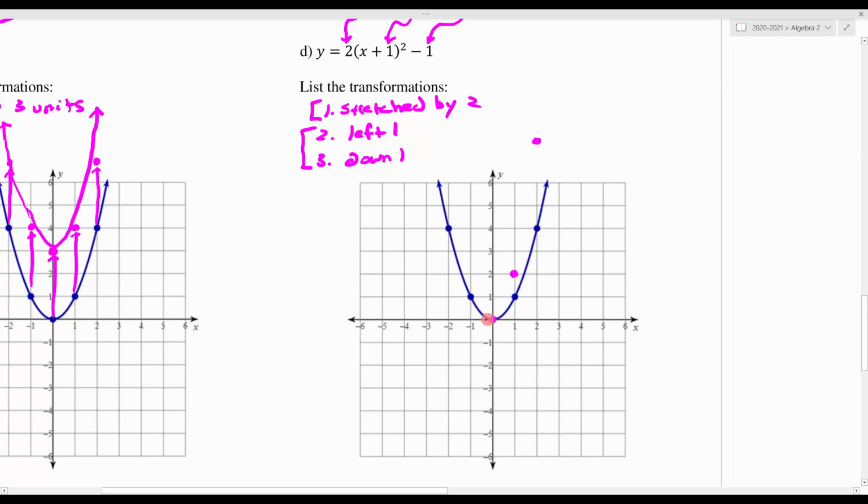And then we're going to do the same thing over here. So we went left 1, up 1, so we need to go left 1, up 2. Okay, and then we're going to go left 2, up 8. 1, 2, 3, 4, 5, 6, 7, 8. So about right here. All right, and when I draw this new parabola, it's not the final parabola.